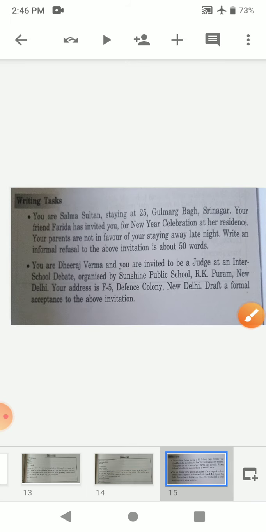Similarly, you are Dheeraj Verma, and you are invited to be a judge at an international school debate organized by Sunshine Public School, RK Puram, New Delhi. Your address is F5 Defense Colony, New Delhi. Draft a formal acceptance to the above invitation. So you are going to write this formal acceptance, and you will be writing about the occasion, about the venue, about the time, and then you will accordingly write.